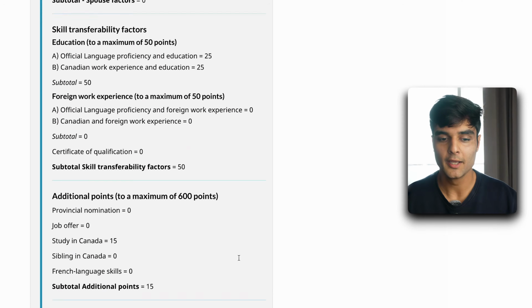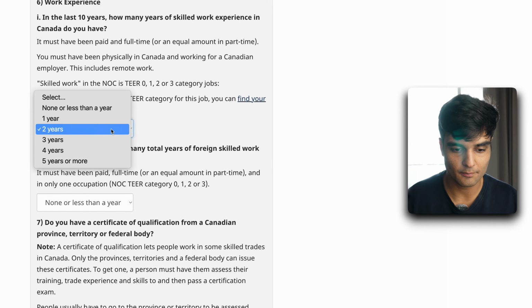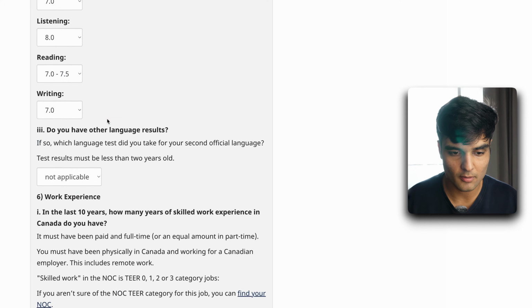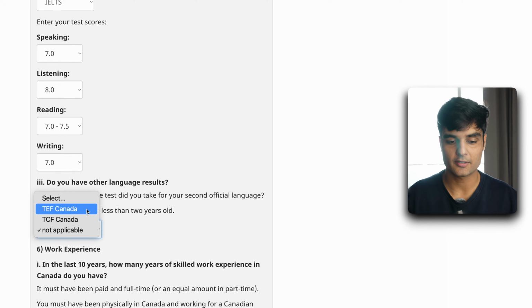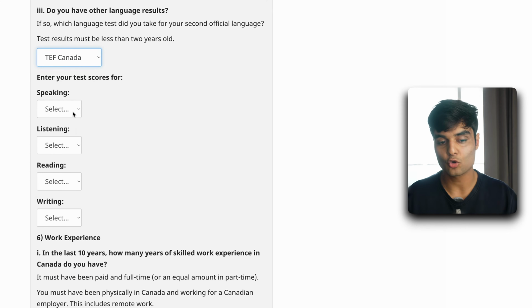So it increased by 25 score. So again, not enough. Okay. Now, if we just get 1 year of work experience, but if we give a French exam with it, now over here, when we talk about any other language results, now we will go with TEF Canada as well. Yes. Okay, and what scores do you have to select?